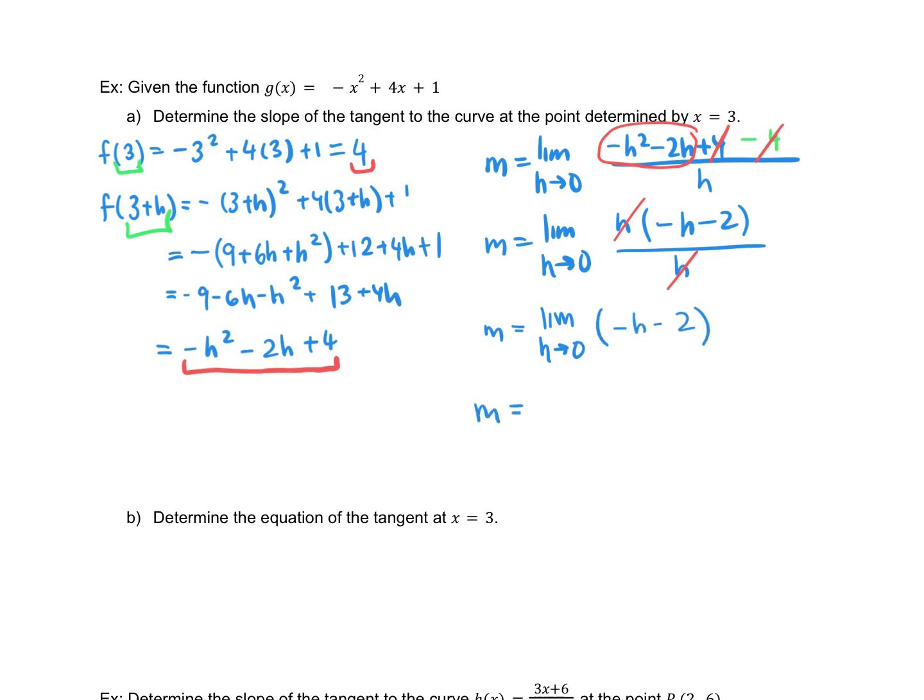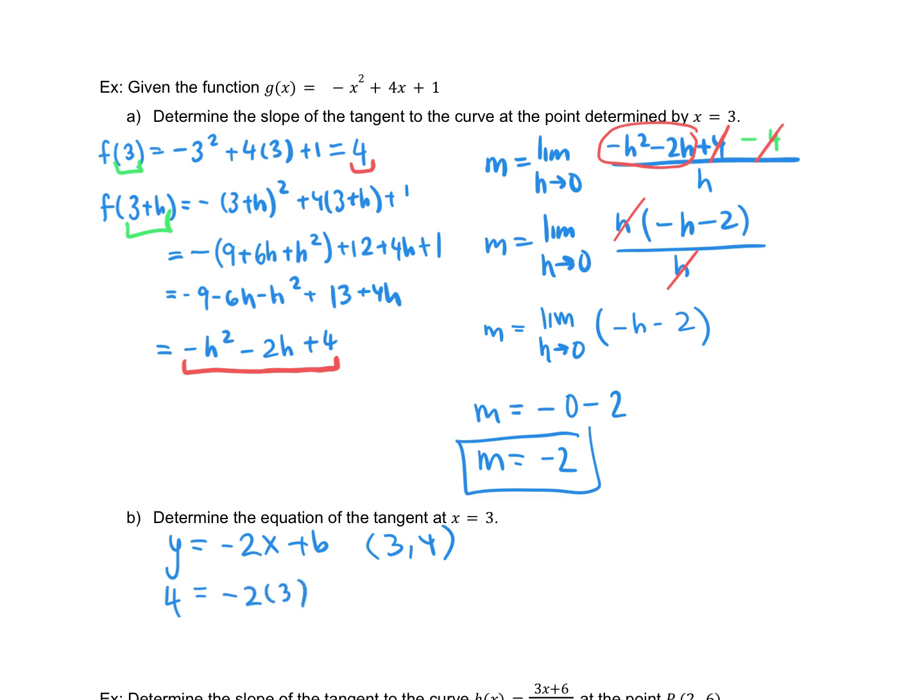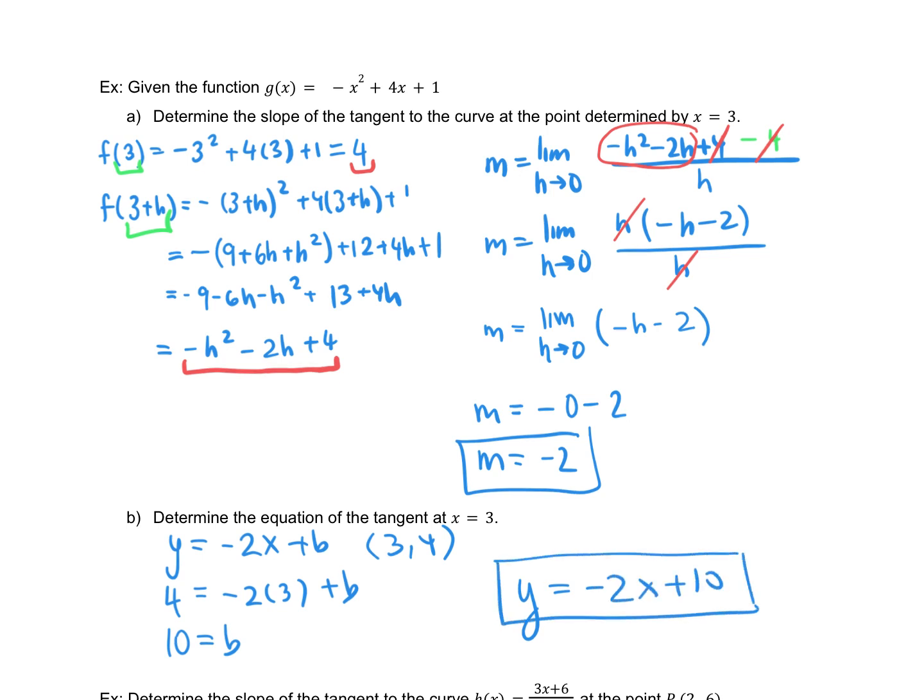And now we have no problem substituting 0 in for h. So negative 0 minus 2 is just negative 2. Now we can find the equation of that tangent line again. So y equals negative 2x plus b, and our point is (3, 4). 4 equals negative 2 times 3 plus b. Negative 2 times 3 is negative 6, and when it moves over, we'll have 4 plus 6, which is 10. So here's the equation of this specific tangent line.